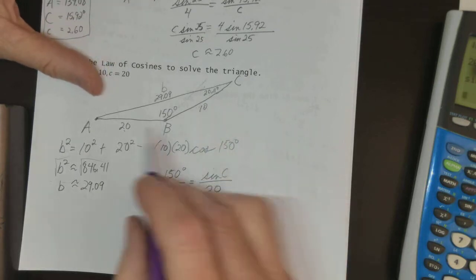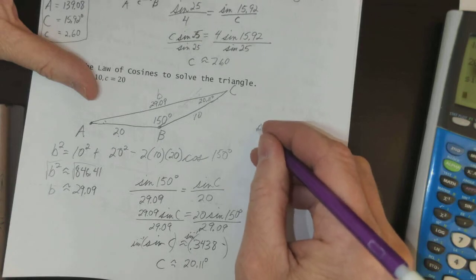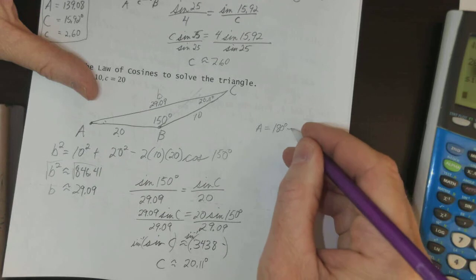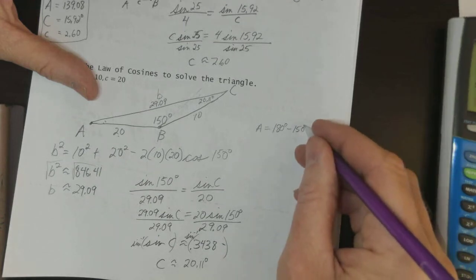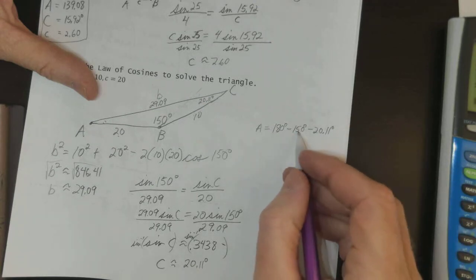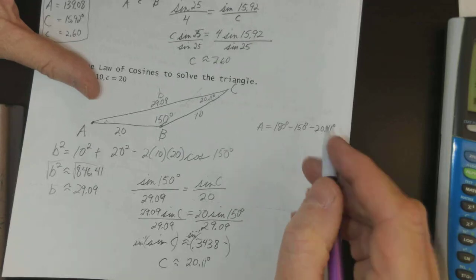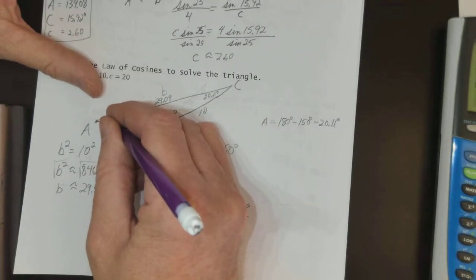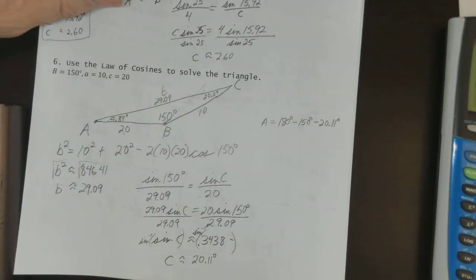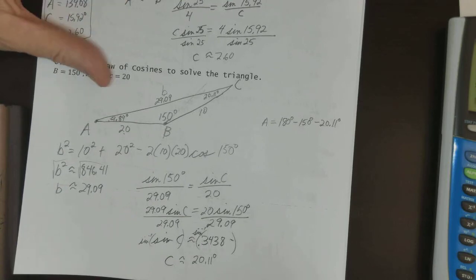And then angle A, is that all? Yep. Angle A is 180 degrees minus 150 degrees minus 20.11 degrees. That's 30. 30 minus 20 is 10. 10 minus 0.11 is 9.89 degrees is what I'm getting there. Okay.